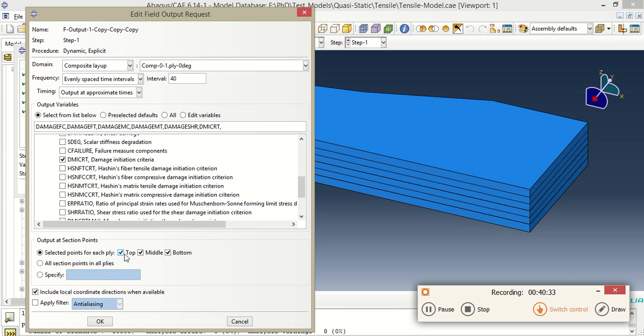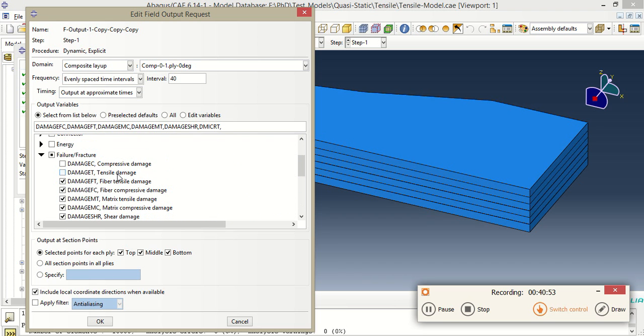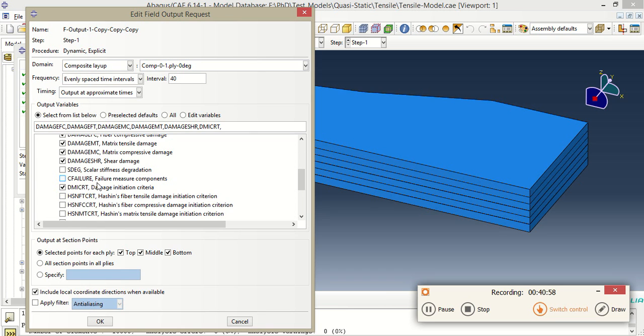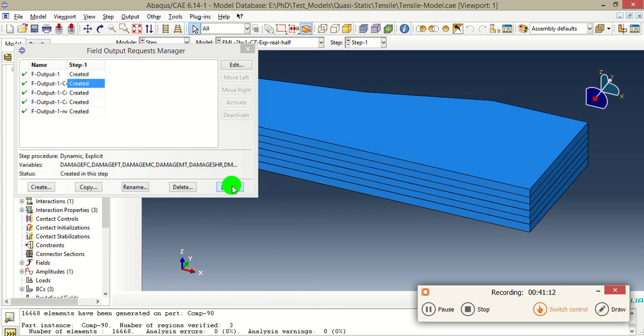Okay, and I need it in the top layer, middle layer, and bottom layer. Remember that when we were creating the composite layer, we chose 3 integration points at the top, at the middle, and at the bottom. So I need the results at the top, middle, and bottom. So I have chosen this, and there is no need to choose any other criteria. That's fine. So for the Hashin failure criteria, all 4 criteria, only by calling this criteria, you will get the failure in all the modes: tension, compression, matrix tension, matrix compression in the first layer. Similarly, this will happen in the other 3 layers. Okay, this is fine.